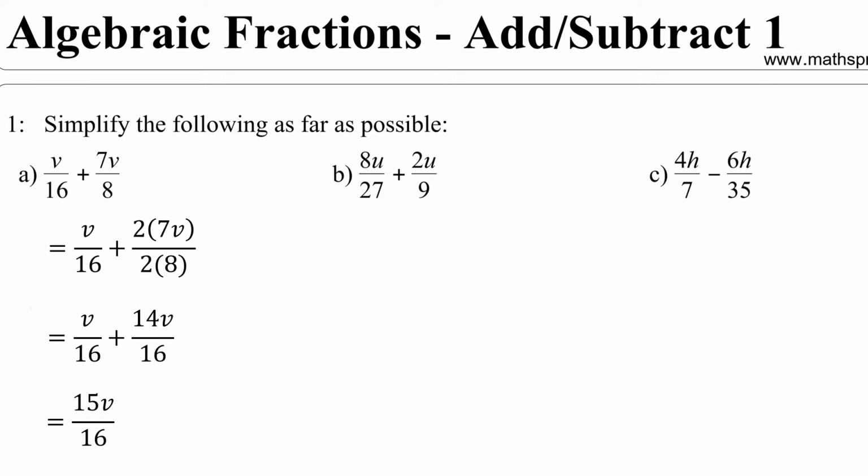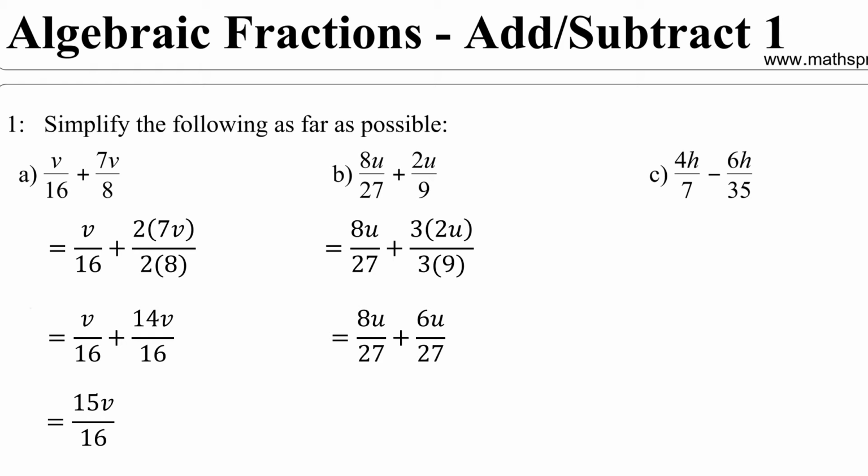So with B, we've got a 27 and we have a 9. All of these ones on this page, you'll be able to multiply one of the denominators to equal the other instead of having to change both. So all we have to do is multiply 9 by 3 to get to 27. Remember, whatever we do to the bottom, we have to do to the top as well. So 3 times 2u gives us 6u, and that's over 27. Now that we have the same denominators, we are allowed to add. So 8u plus 6u gives us 14u over 27.